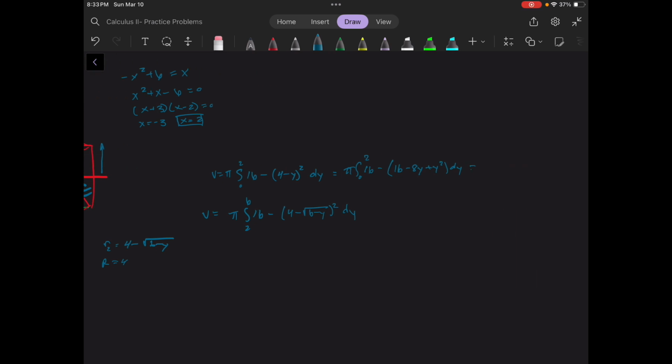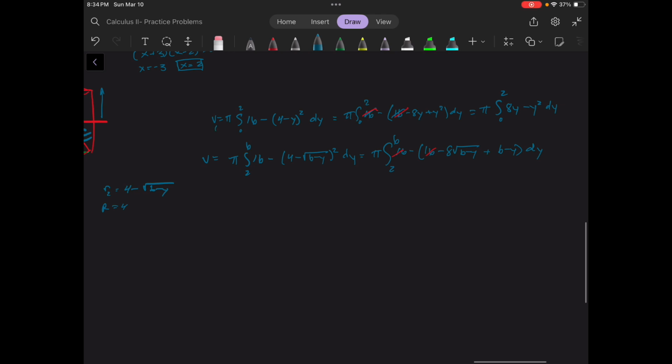And that is going to turn into pi. The 16 and the 16 cancel. And before we do the integration, let's clean it up. We're still going from 0 to 2. We have a positive 8y now and a negative y squared. So that one's not too bad. This one is pi. We're going from 2 to 6. We have a 16 minus 16 minus 8 square root of 6 minus y plus 6 minus y when you get rid of the square, dy. So we were able to get rid of those 16s and these 16s.